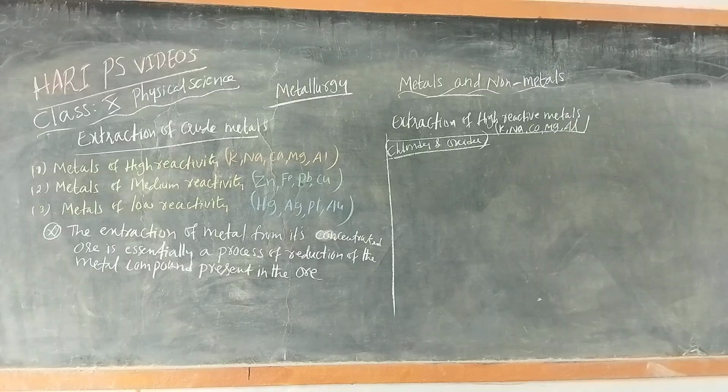The method of reduction to be used depends on the reactivity of the metal to be extracted, right? So reduction is a very important process for extraction of metals. Three different categories of metals have different processes to extract them from their respective concentrated ores. So let's understand the extraction of high reactive metals.